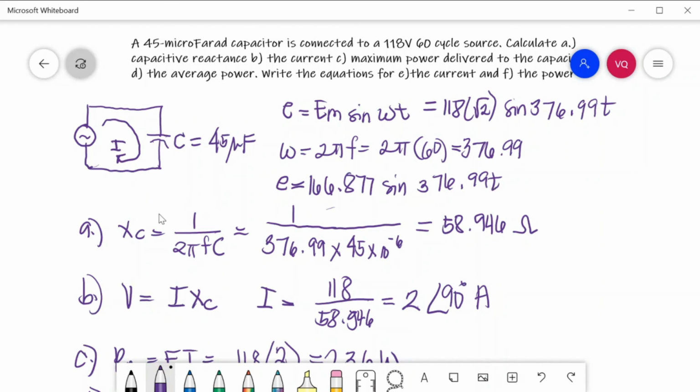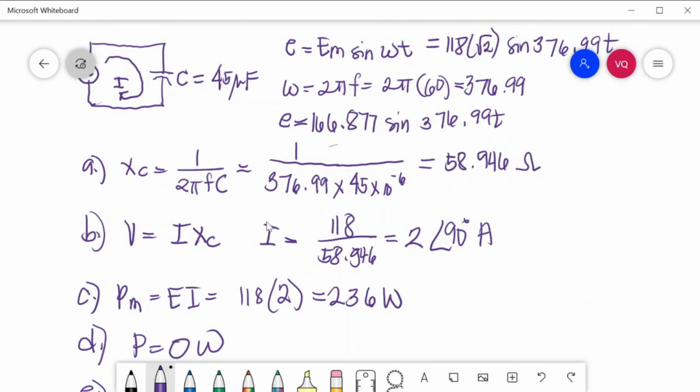For the capacitive reactance, XC is equal to 1 over 2 pi fC. So 1 all over 376.99 times 45 micro, equal to 58.946 ohms. For our current, from Ohm's law, V is equal to I XC. Our R is 0. So I is equal to 118 divided by 58.946, equal to 2 angle 90, positive 90 in polar form.